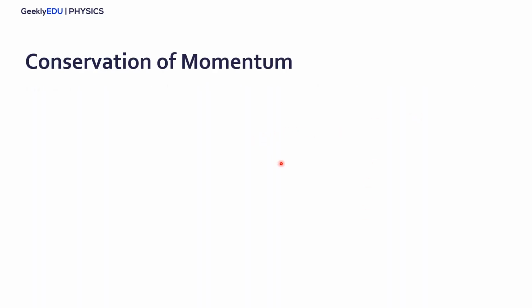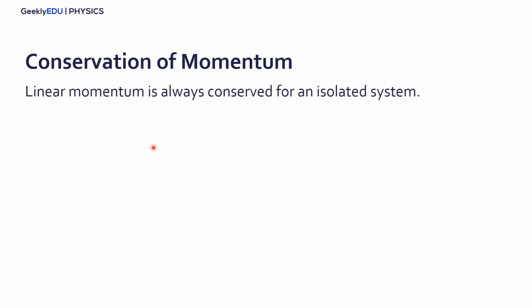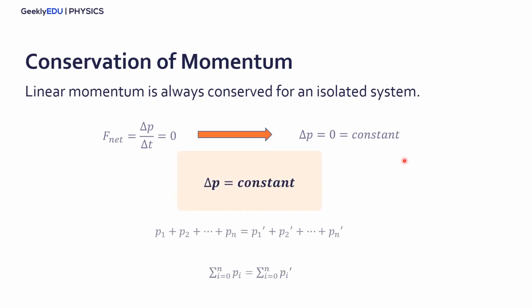A property of momentum is that it's conserved. So linear momentum is always conserved for an isolated system. You can think about it like you have the net force, that's the variation in momentum divided by the variation in time, and we know that for an isolated system this net force is actually zero, so the variation in momentum is also zero and it's a constant. So we can also think that if you sum up all the momentum of a system at a certain point in time, it needs to be the same as the summation of all the momentum at a second time.